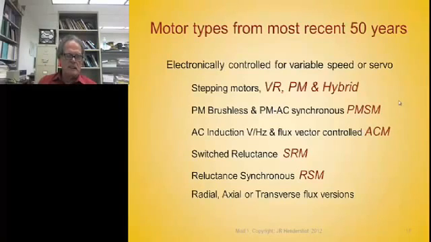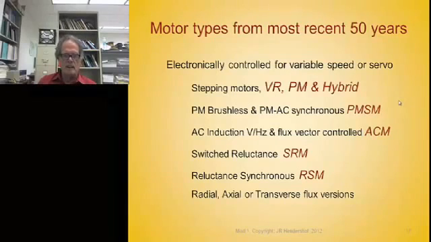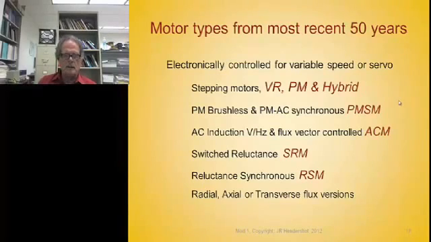Then there's the classic AC induction machine that for the first 75 years was powered off the grid. When you put an inverter on it, though, you can control the voltage and frequency two different ways, open loop or closed loop, and so we have variable speed induction motors. And all three of those motor types are similar in that they have a magnetic field in the stator and the rotor.